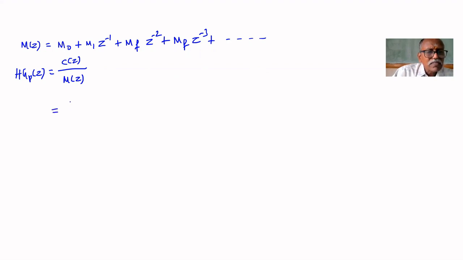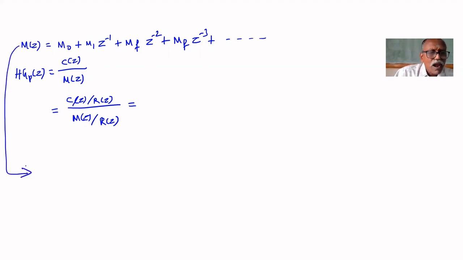Or we can call this as C of Z upon R of Z, whole divided by M of Z upon R of Z. That is equal to... what is before that, let us write one more step for this. What is M of Z by R of Z? R of Z equal to 1 minus Z power minus 1.